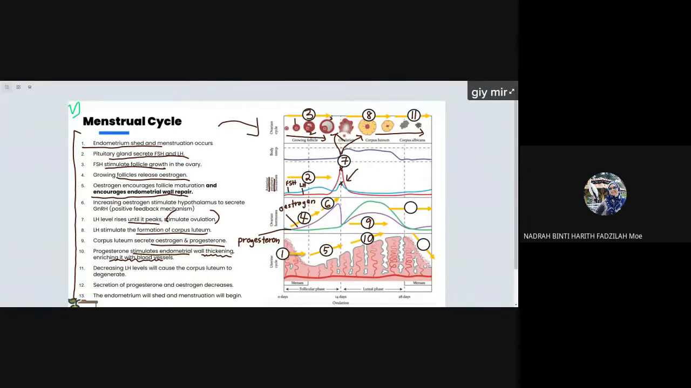So as the size of corpus luteum decreases, apa jadi pada estrogen dan progesteron? So secretion of estrogen and progesteron pun decreases jugalah sebab size corpus luteum makin lama makin kecil. And then finally, due to no longer receiving progesterone stimulation to maintain thickness, hormon yang signal untuk maintain thickness tu dah tak ada. So that is why menstruation will start again. Okay, ini adalah dia punya flow satu persatu.